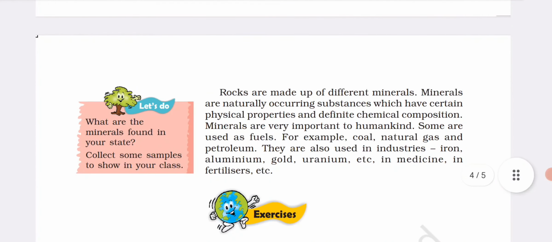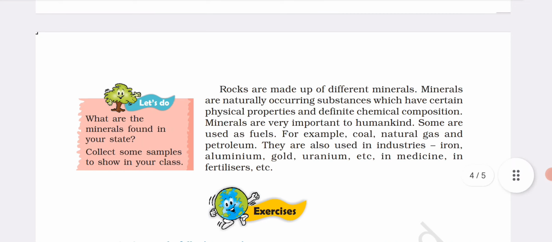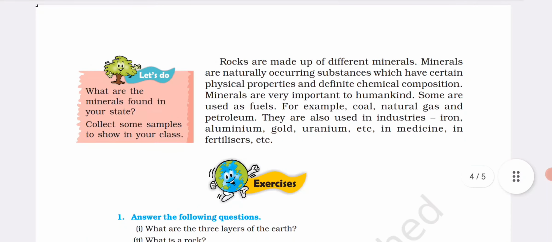Rocks are made up of different minerals. Minerals are naturally occurring substances which have certain physical properties and definite chemical composition. Minerals are very important to humankind. Some are used as fuel, for example, coal, natural gas, and petroleum. They are also used in industry: iron, aluminum, gold, uranium, etc., in medicine, in fertilizers, etc. What are the minerals found in your state? Collect some samples.